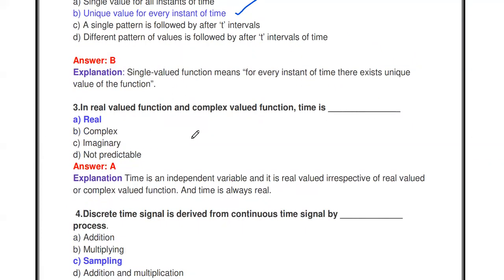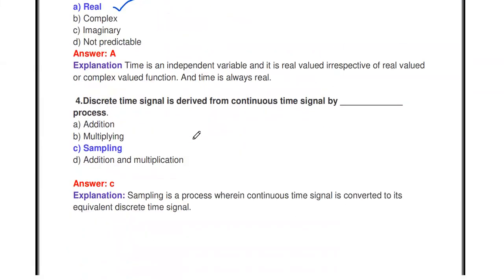Then in a real valued function and a complex valued function, time is the dash. So in a signal, time is said to be the independent variable. Either in a real valued function or a complex valued function, time is a real quantity. Okay, time is always a real quantity.